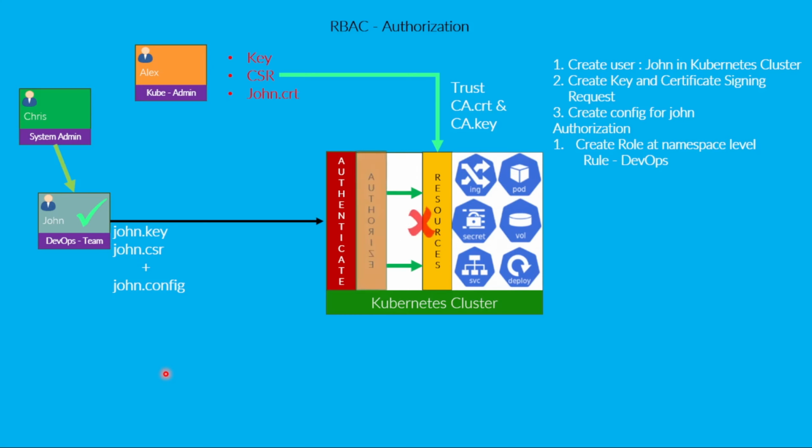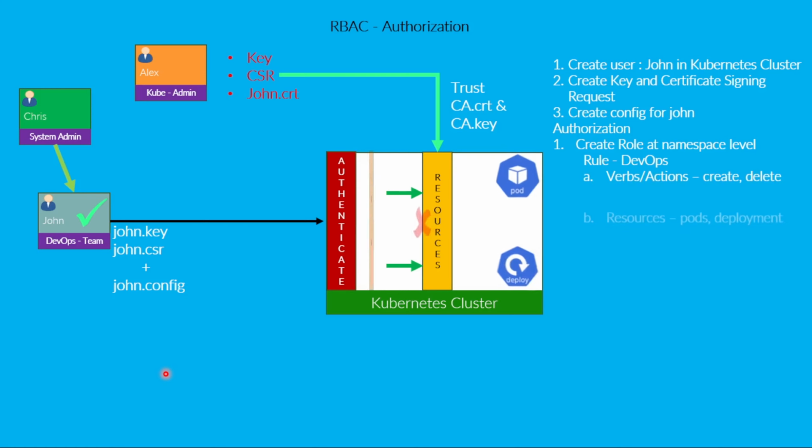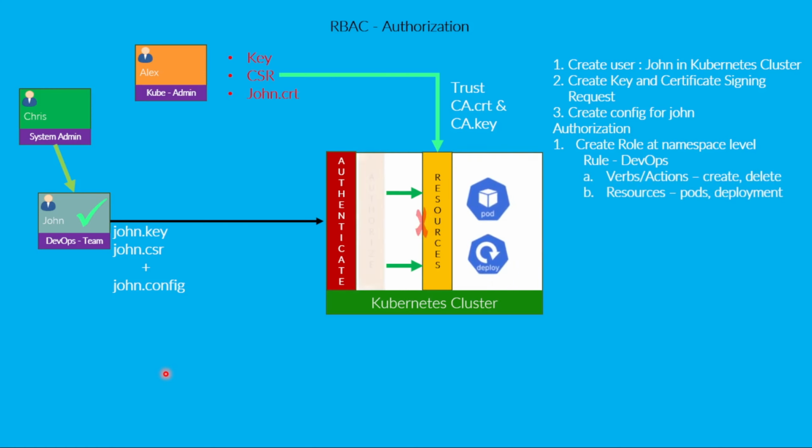As I mentioned before, John belongs to the DevOps team. At the same time, I don't want John to access all the resources, and since he's new, we don't really want John to do certain activities like networking or secret management, etc. We only want to give John a couple of resources. So here we are saying that John can perform create and delete for the resources pod and deploy.